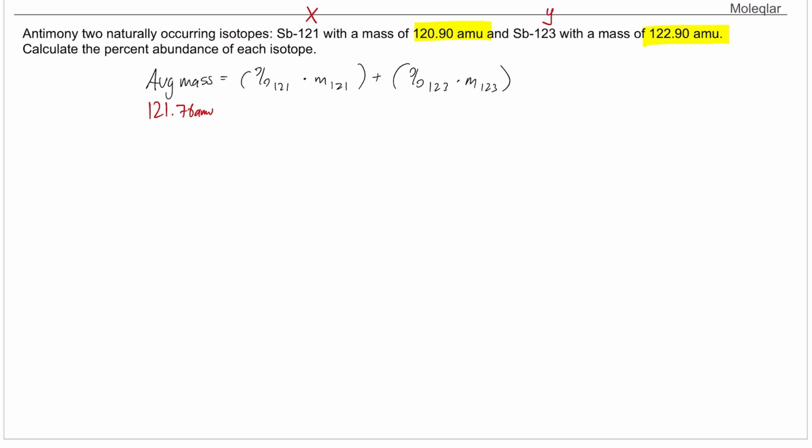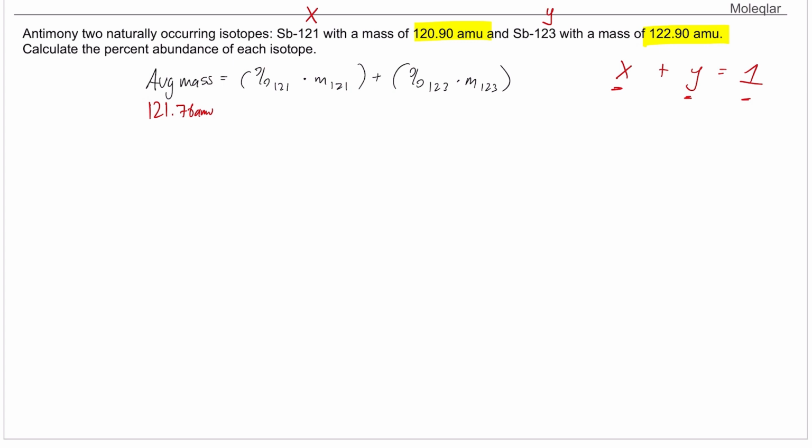What we know is that these two abundances have to equal 100%. That's a percentage, and we don't use percentages in our calculation, we use decimals. If we took the percentage of 121 and the percentage of 123 divided by 100, we would get a decimal, and 100 divided by 100 is 1. So X plus Y is equal to 1, or 100%.